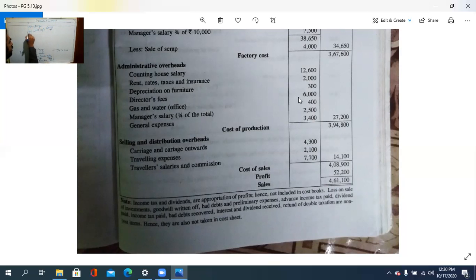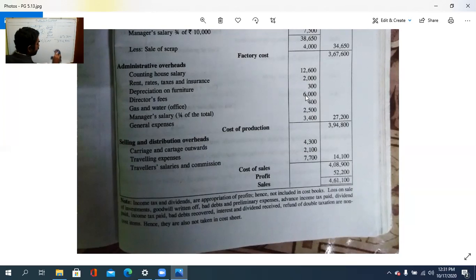Then manager's salary. 3/4 is taken to factory and 1/4 is there, so of 10,000, 1/4 is 2,500. Then general expenses, that is office, isn't it? How much? 3,400. Take the total of this, that is 27,200. Need to add with this 367,600. That is the office cost or cost of production, 394,800.